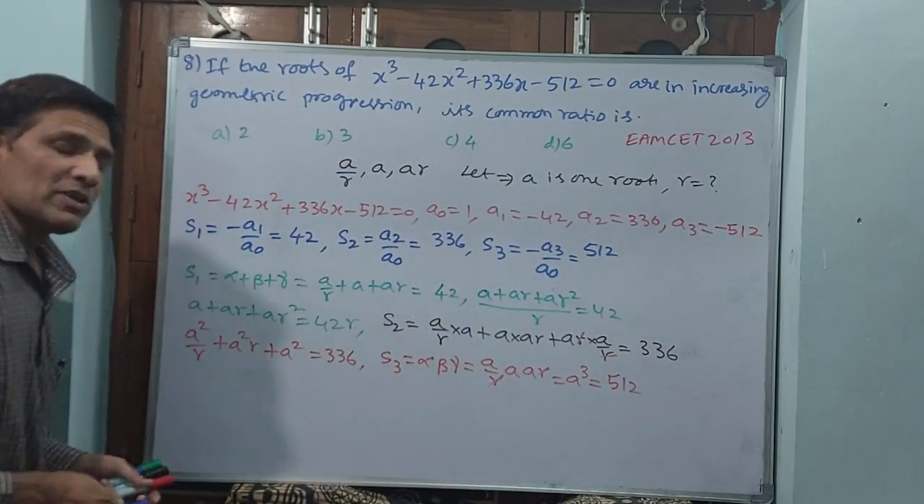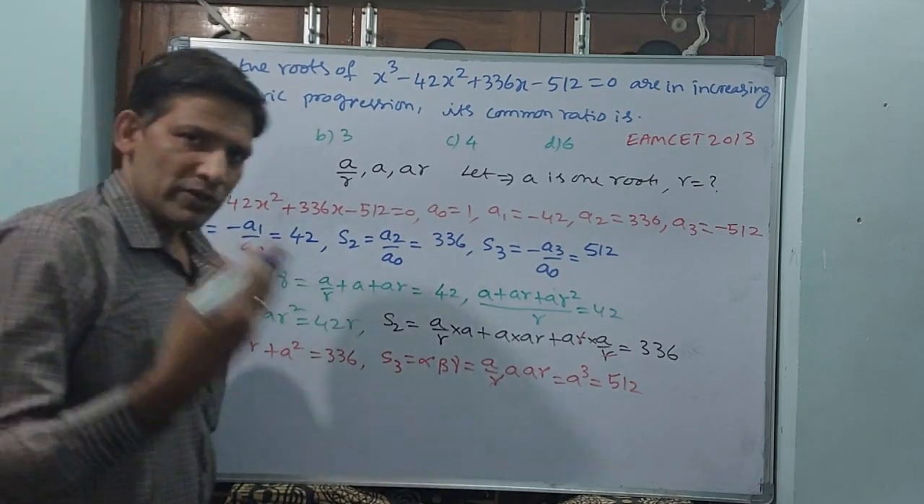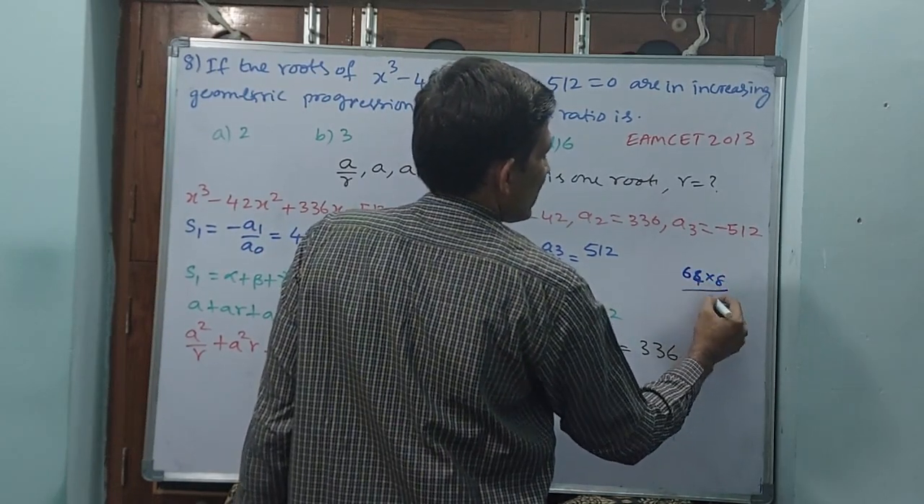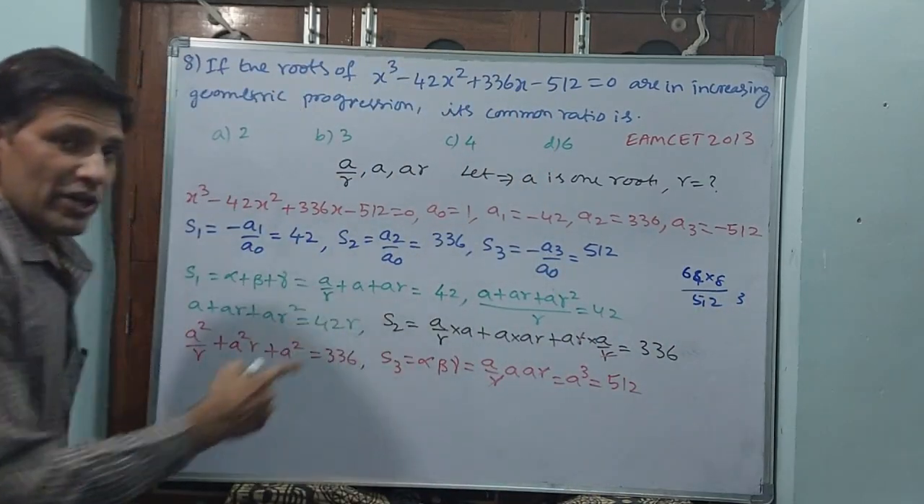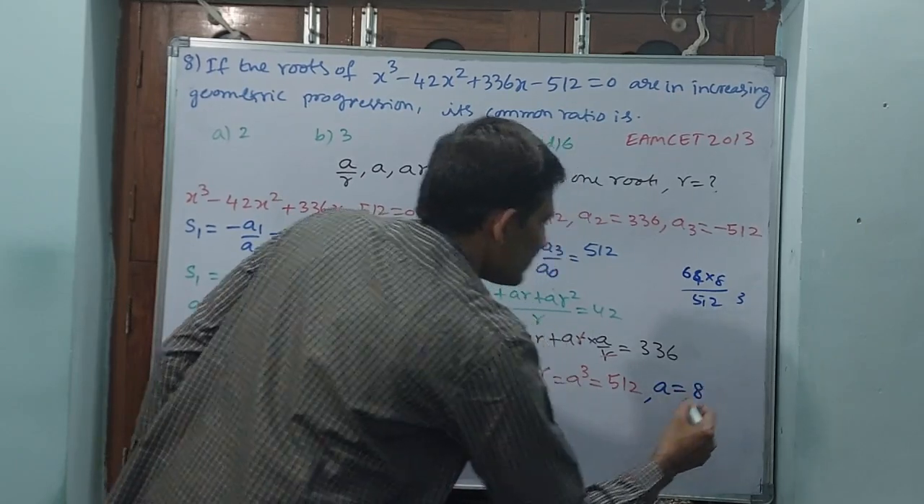If at all A cube is 512, what will be the A value? 8. That's all. Why? Because 8 8s are 64. 64 8s are 512. 8 4s are 32. 8 6s are 48 plus 3, 51. Okay. A cube is 512 means A is equal to 8.